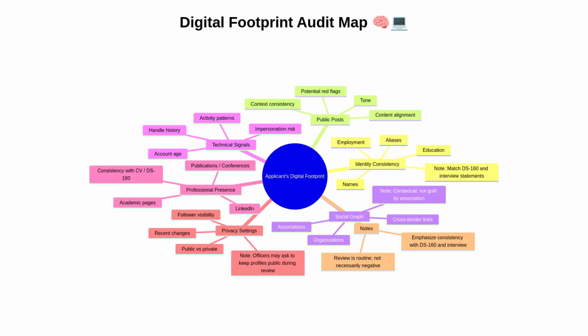Technical signals include handle history and account age. Professional presence includes sites like LinkedIn or academic profiles. Finally, privacy settings matter primarily to the extent that you are asked to keep profiles public during review. Overall, this is a routine, structured review rather than a presumption of wrongdoing.